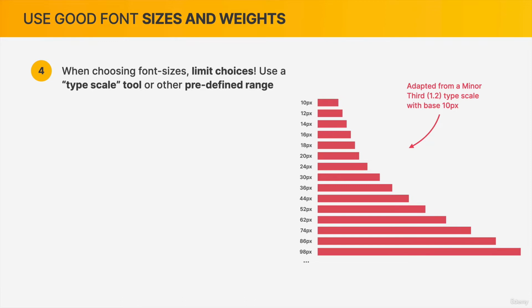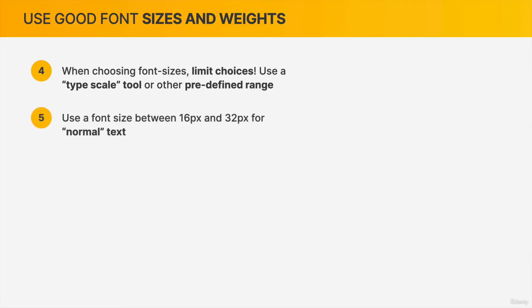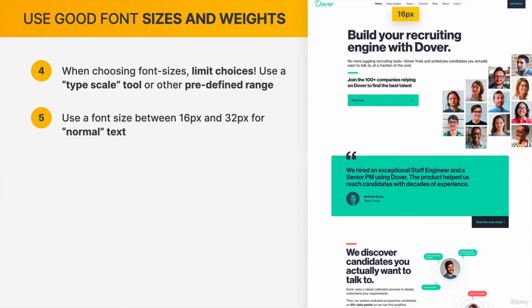Now, with that being said, let's now talk about some guidelines for actual font size values in different parts of websites. So for normal text, you should use a font size between 16 and 32 pixels. So in this example page, for example, the navigation has 16 pixels, and then this smaller text down here is 18 pixels.